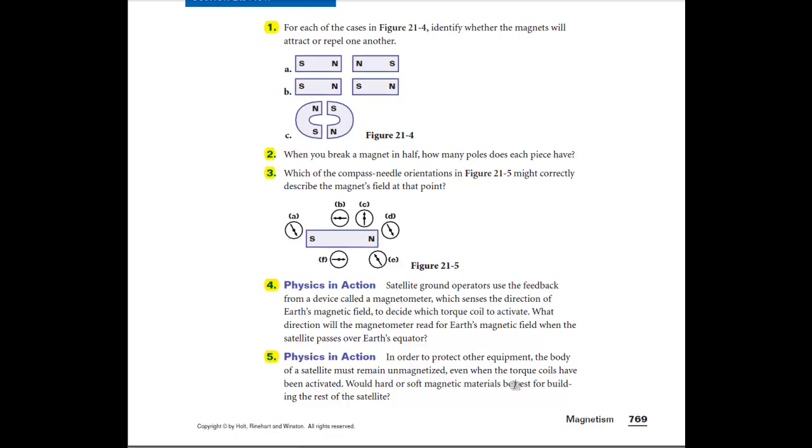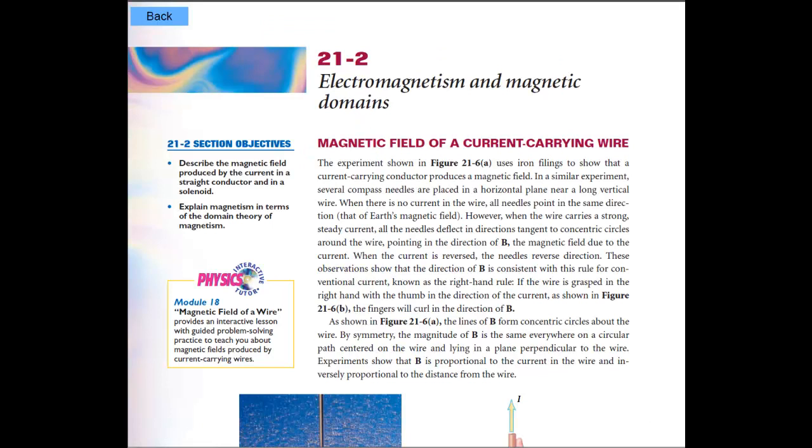They go on a lot about the idea of torque coils. Don't worry about that. That's just their example. Don't worry about torque coils. But do understand that if you have magnetic material around, if there's something else that has to remain unmagnetized, make it out of a hard magnetic material, because they're hard to magnetize. If you want it to magnetize, make it out of something soft.